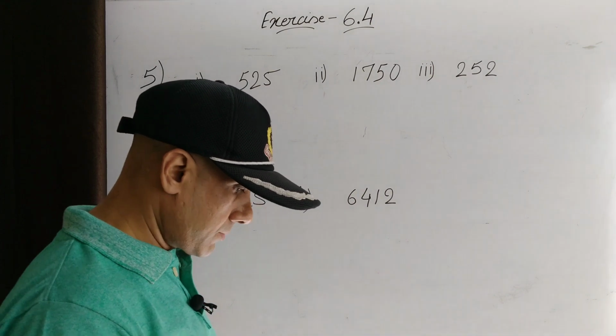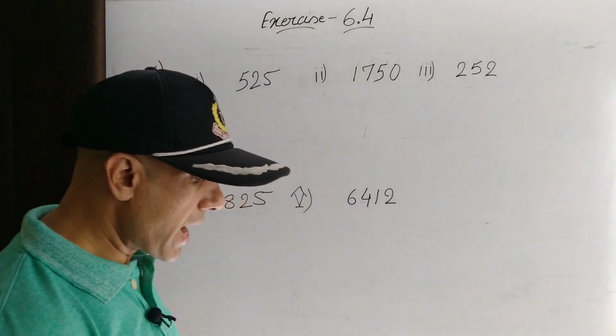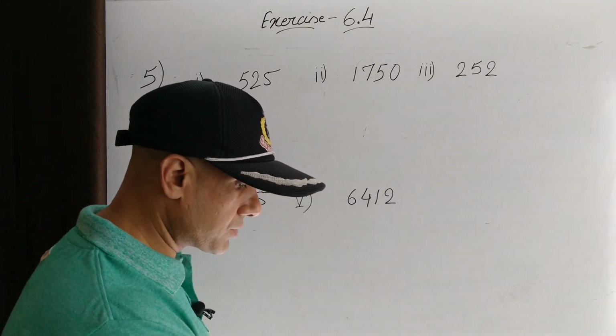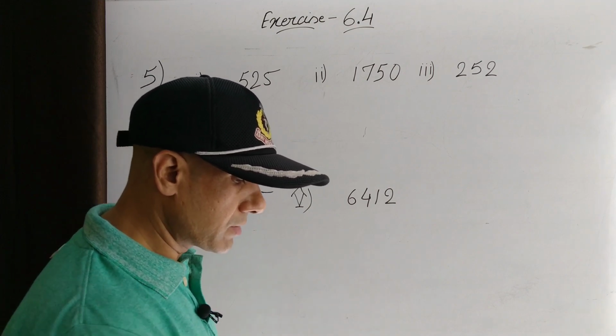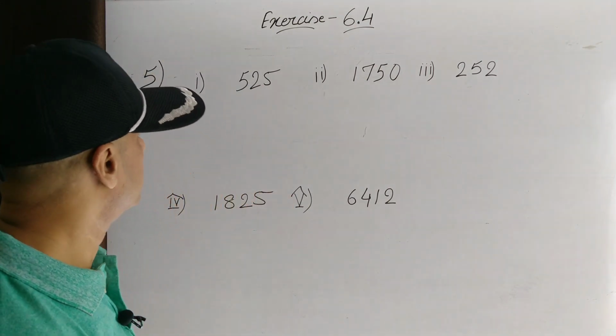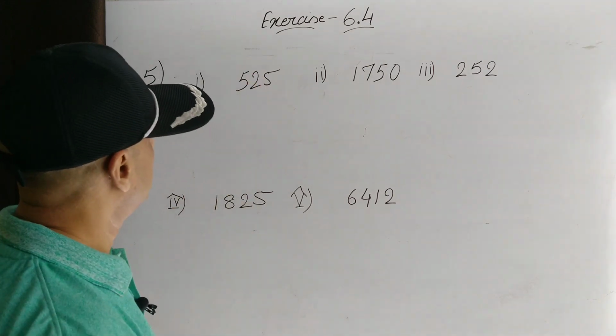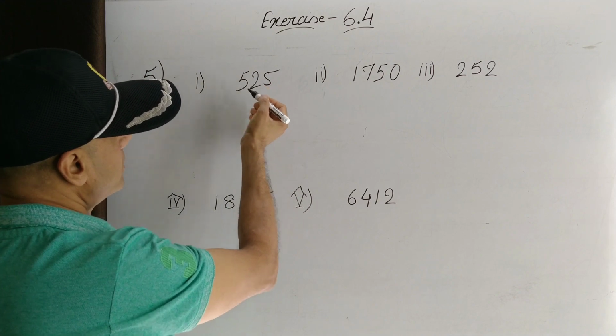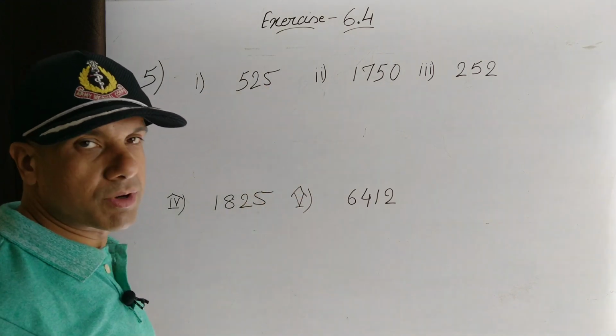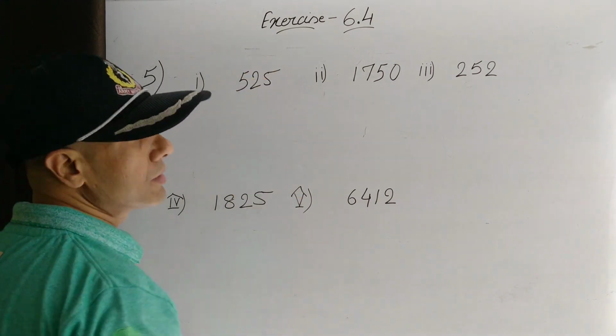Question number 5. Find the least number which must be added to each of the following numbers so as to get a perfect square. Also find the square root of the perfect square so obtained. So now we have to add the minimum possible number so that this number becomes a perfect square, and that is going to be the remainder when you go by the division method.